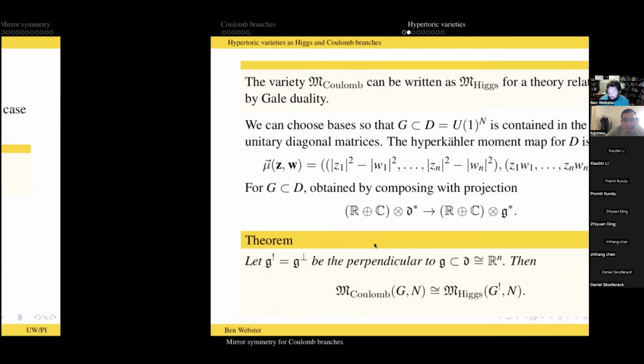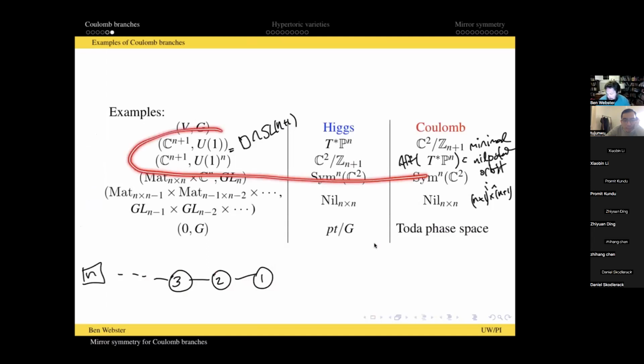So for example, we talked about these guys, and exactly what's going on here is the matrices that act by scalars, the same scalar in every entry, is perp to the intersection with SL_{N+1}. And since those guys are perps to each other, the hyperkähler reduction for one is the Coulomb branch for the other, and vice versa. May I ask a question?